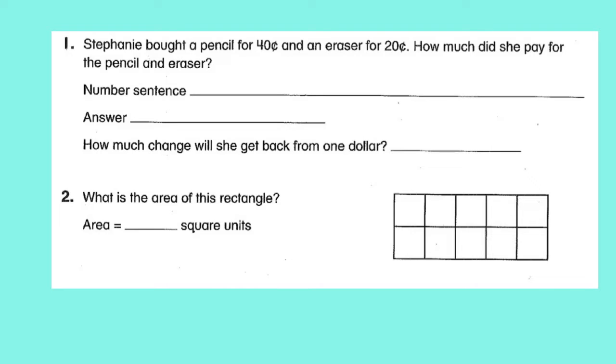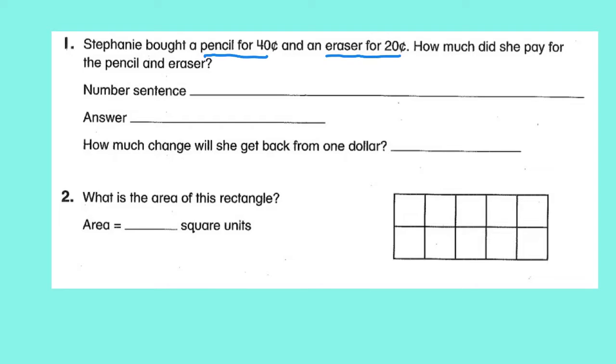It's time for our guided class practice. Number 1, Stephanie bought a pencil for 40 cents and an eraser for 20 cents. How much did she pay for the pencil and the eraser? So let's go back through and underline our important information. Pencil for 40 cents and eraser for 20.